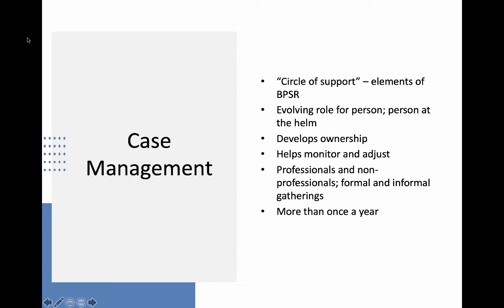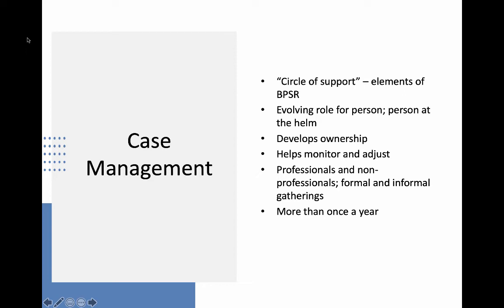So this means that the individual themselves is a part of that table. And at first they may have a relatively limited role. But our aim is to constantly evolve that role and help the person have as much control as possible. They are at the helm.